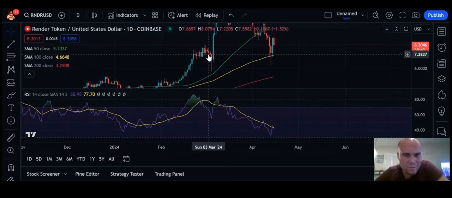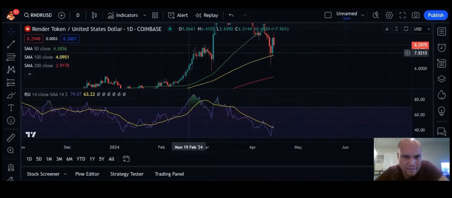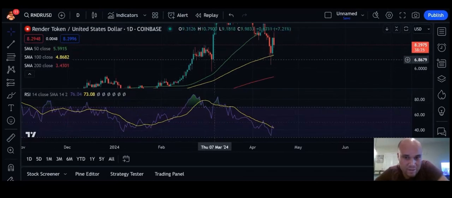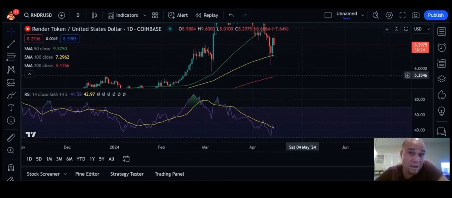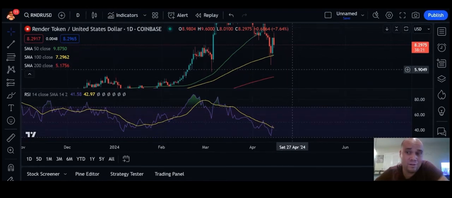You can also see that we had some sideways trading action back at the end of February going into the beginning of March, and we were trading at about $7.20, $7.30. So if you see Render get down to $7.20 or $7.30, I would be a buyer. I would be buying and going long on Render.